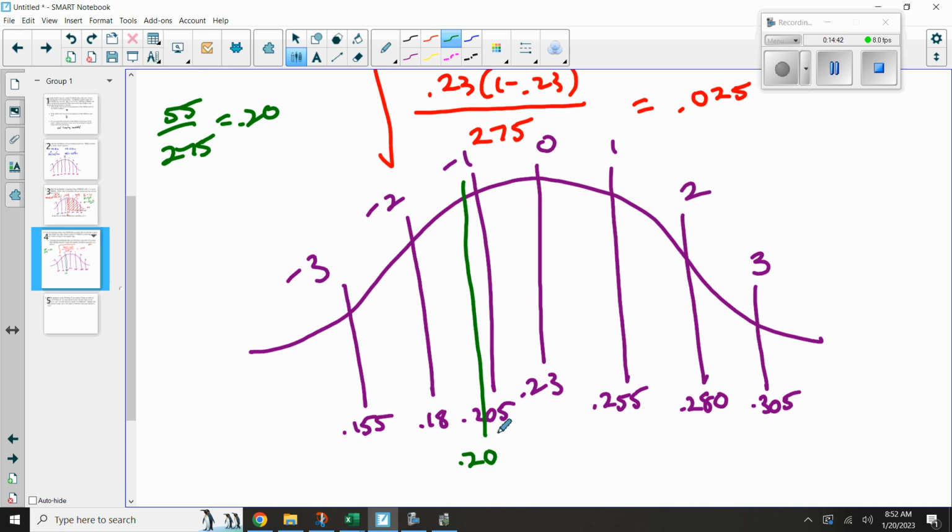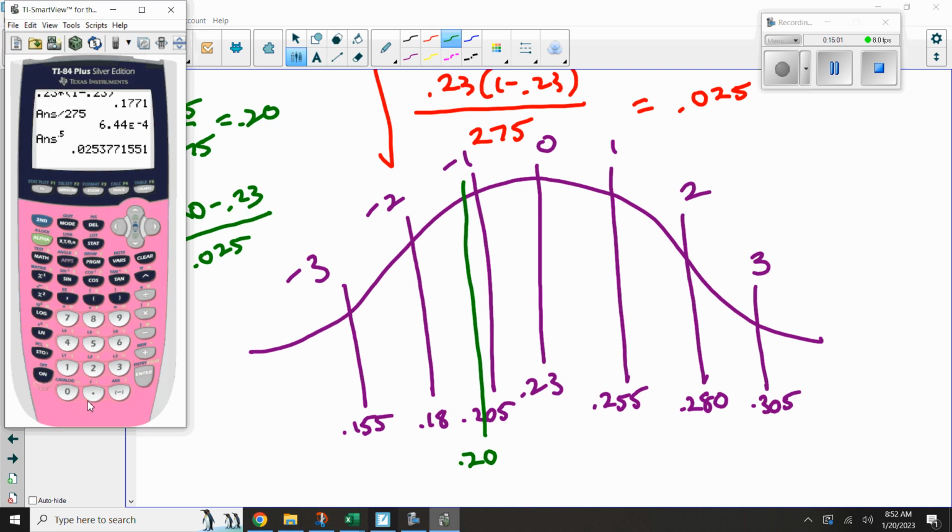I need to find the z-score for that, which is going to be different because I'm going to have a different standard deviation. So it's going to be 0.20 minus 0.23 divided by my new standard deviation of 0.025, and I get negative 1.2. So my z-score is negative 1.2.